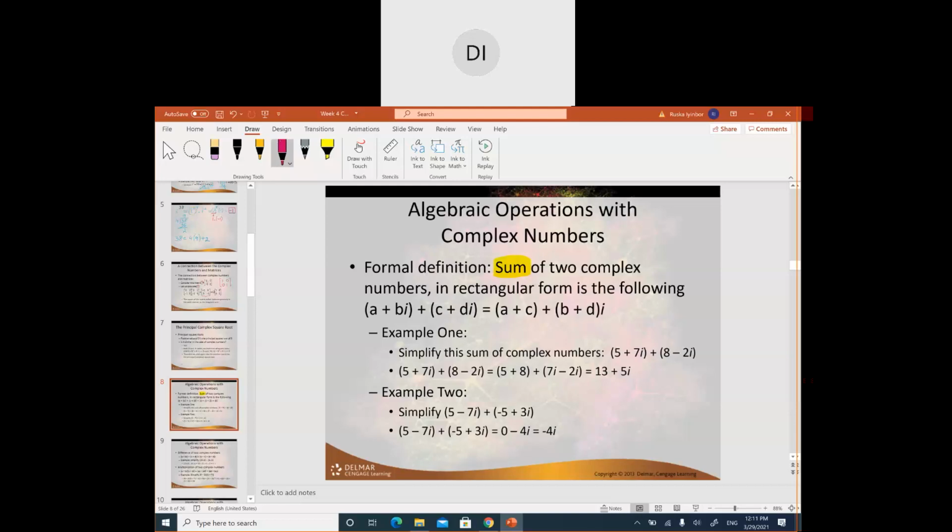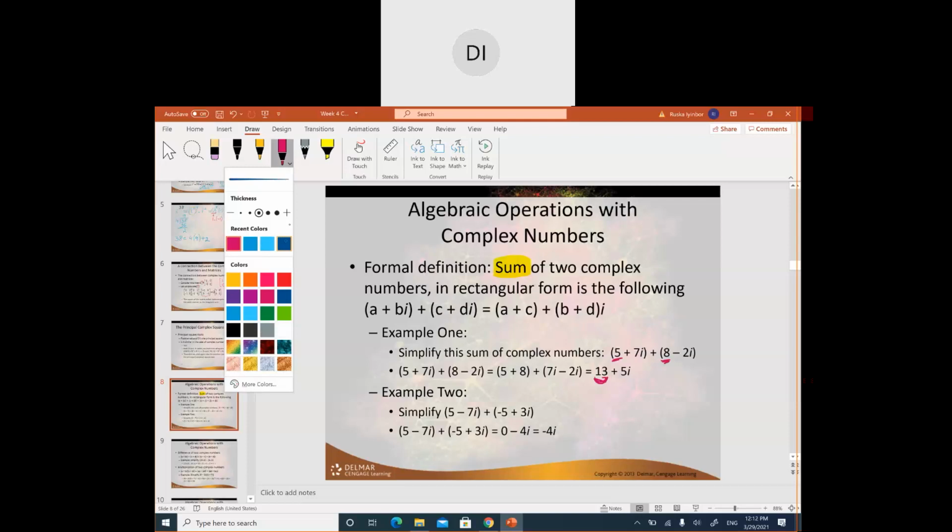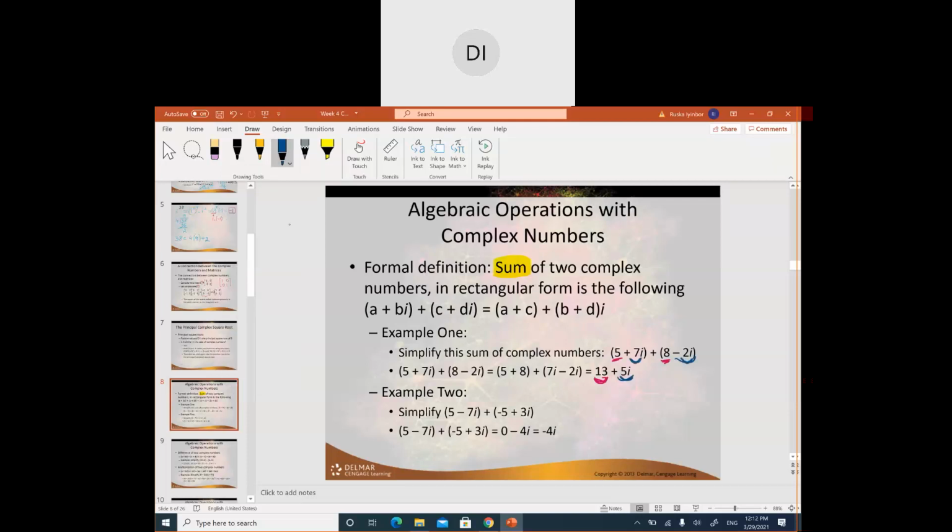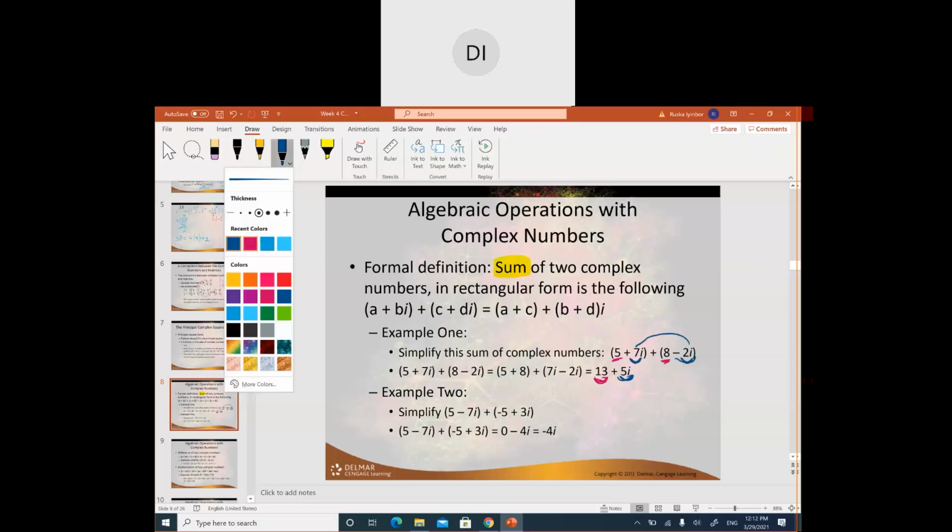So if I add, looking at example 1, I'm going to add 5 plus 7i and 8 minus 2i. So I'm adding 5 plus 8, which is 13. And then I'm going to add the numbers with i. I'm going to add 7i and minus 2i, which is going to give me 5i. And here you have it step by step. You make it in groups and all that, but this is actually what you're doing. You're combining number with number, i with i. It's like combining like terms. Everybody understand that?